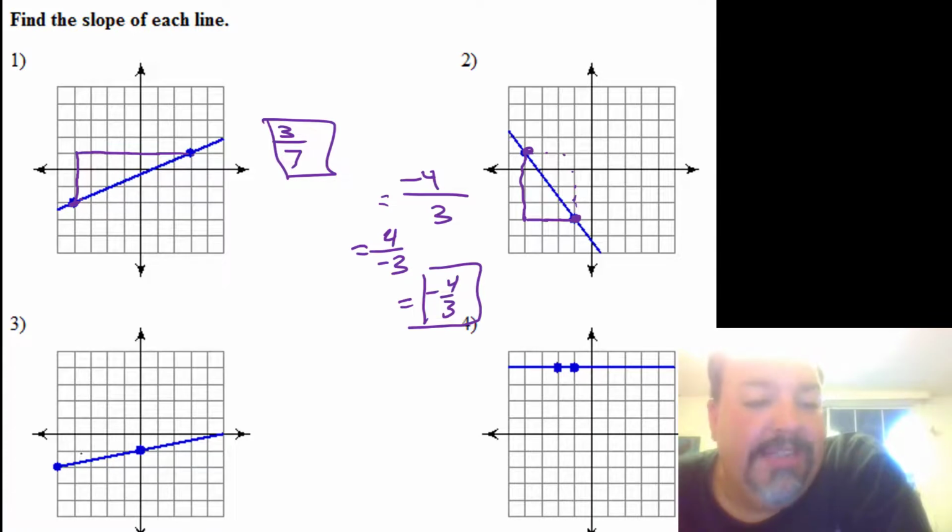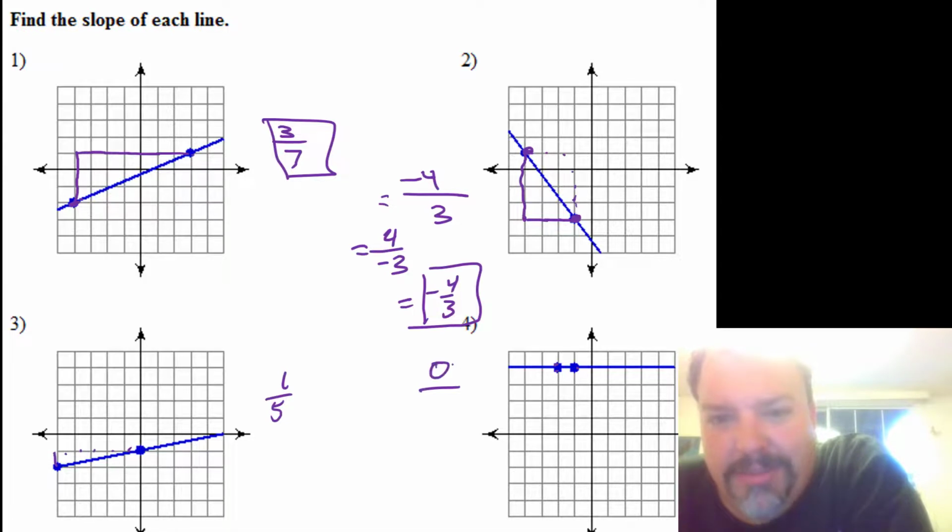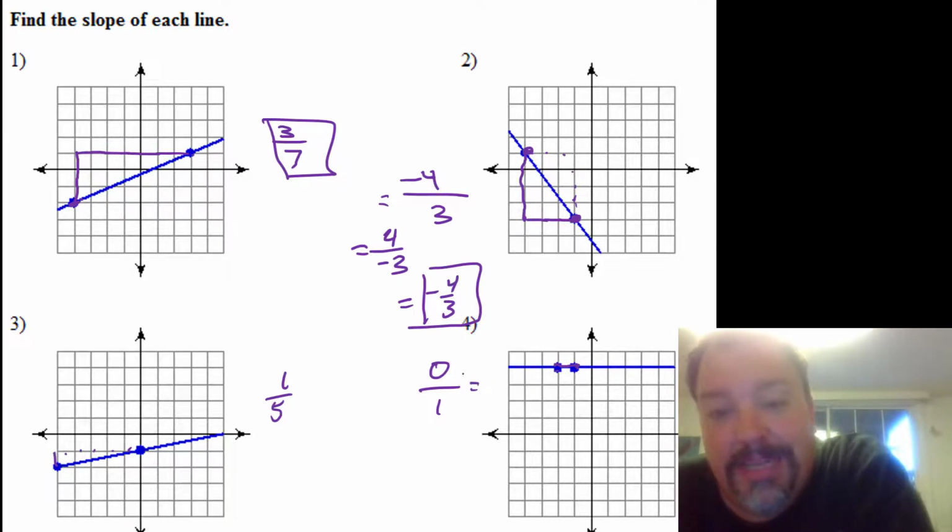Number 3, does it have positive slope, negative slope, or undefined, or 0? Again, it's got positive. This one's only going up 1, so that's the rise, and it's going over 1, 2, 3, 4, 5. So the slope here is 1/5. And what about number 4? Well, here, to go from the left point to the right point, the rise, it's not going up at all, so it's a rise of 0. And the run, it's only going 1 space over, so 0 over 1, which again comes out to a whole number, so we're just going to reduce it.